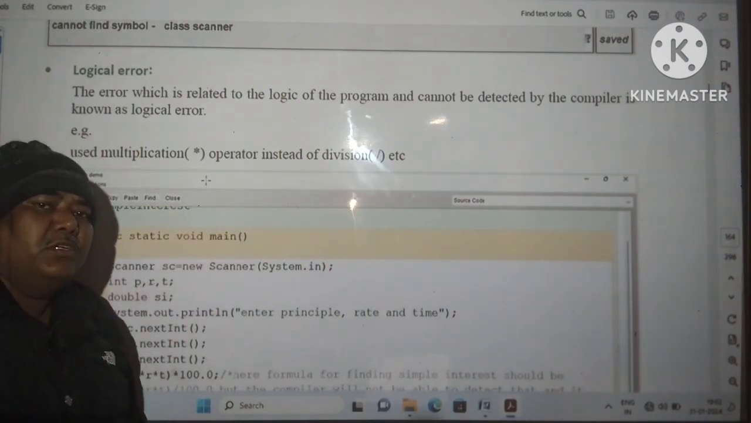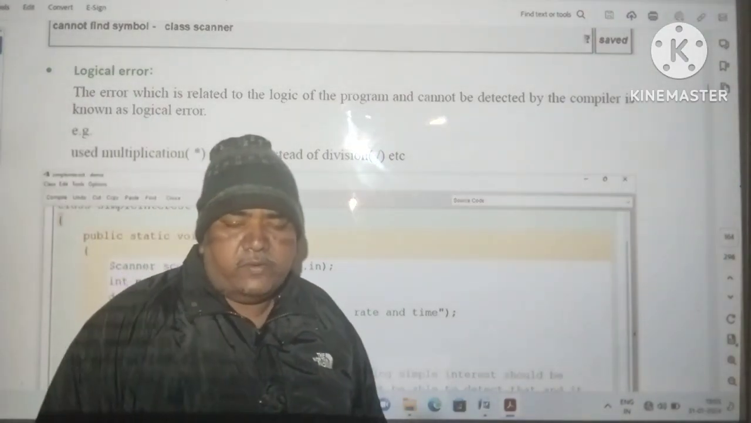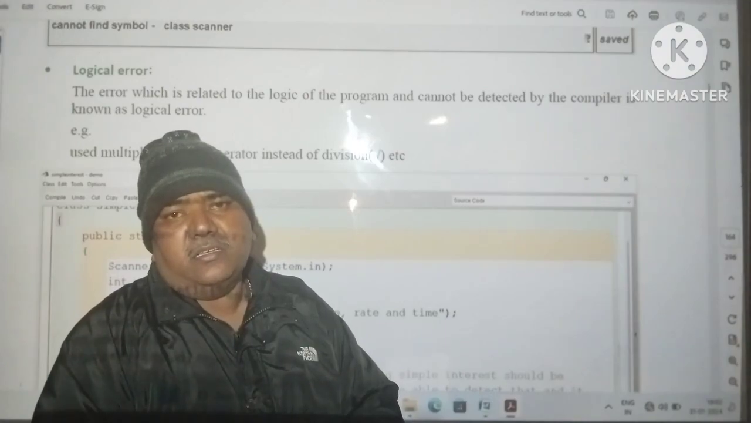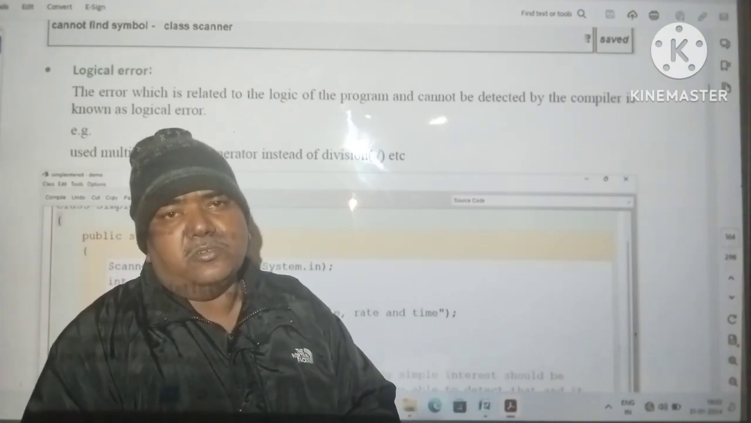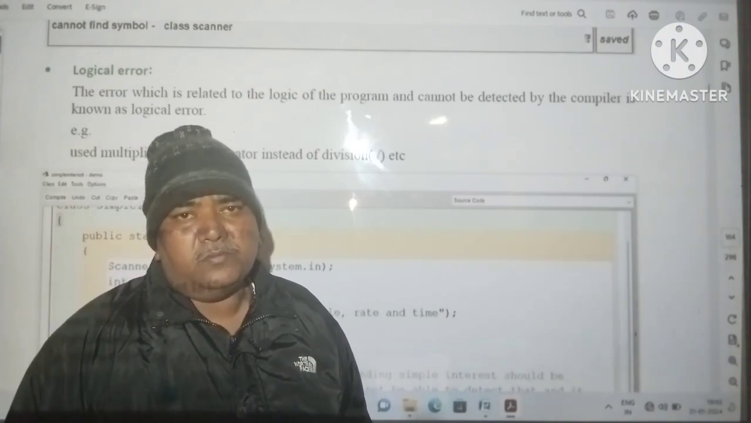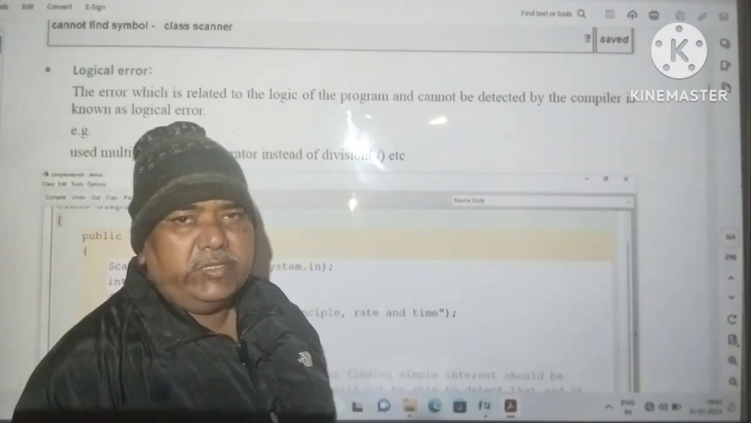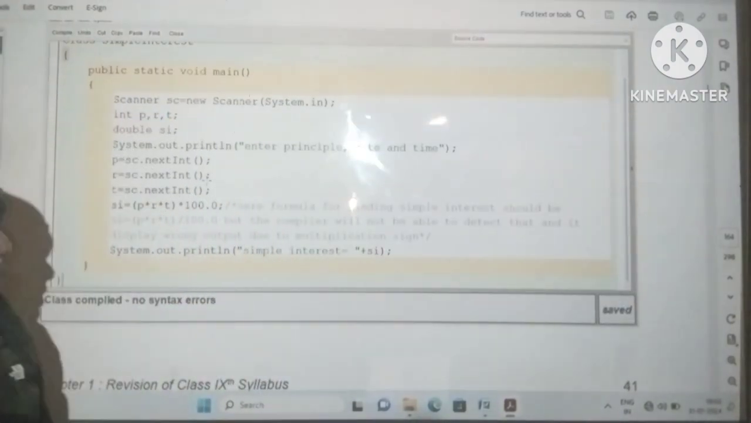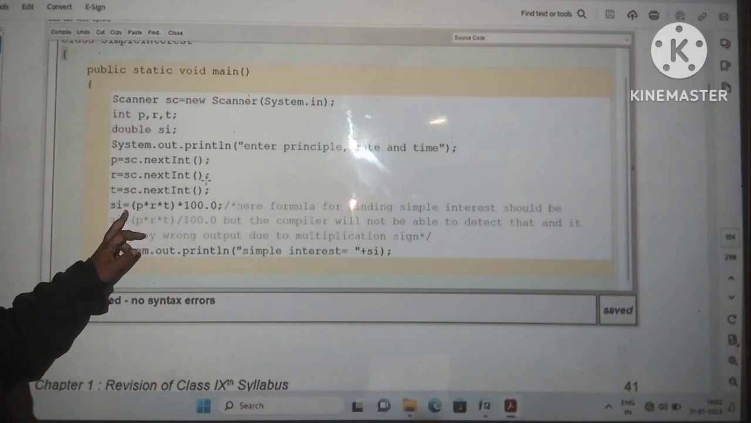Like I ask you to divide two numbers, and instead of dividing, you multiply the numbers. So how will the computer understand what the question was asking you to do? It will simply multiply if you write the multiplication operator, or divide if you write the division operator, but the answer will come wrong. That is a logical error.